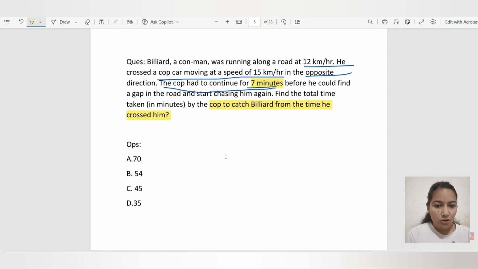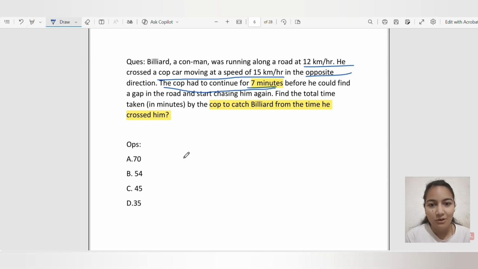So when he crossed him, the cop car continued for 7 minutes, continuing in this direction itself. Then he moved, like you have to visualize the problem.